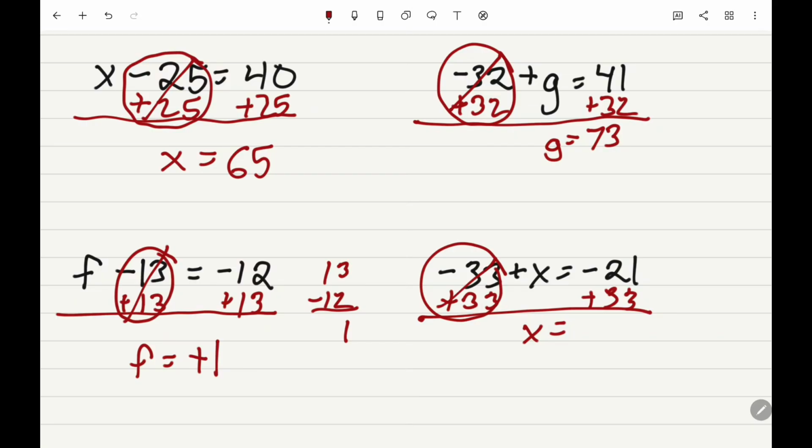And we're going to do the same thing that we did before. We're going to do 33 minus 21, and that gives us 12. So we know the answer is 12. And then we ask ourselves, which one has the greatest absolute value? And the answer would be 33. So our answer is going to be positive.